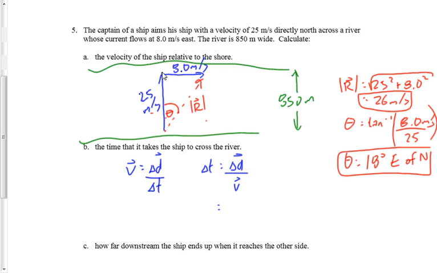Here's what just about everybody wants to do for this question. They see a displacement, 850, and divide it by the velocity. What do we just find the velocity to be? 26, right? But that's wrong. Just because we just solved for that velocity doesn't mean that's the velocity that we want.